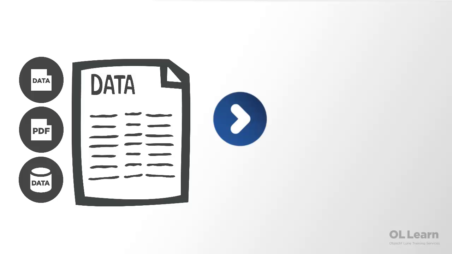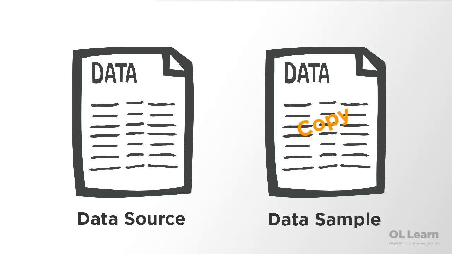First, the original data located outside Connect before it's processed, whether it's a file or a database, is called a data source. We don't use the data source directly in the DataMapper. Rather, we import an exact copy of that data inside the module, which we then call the data sample.